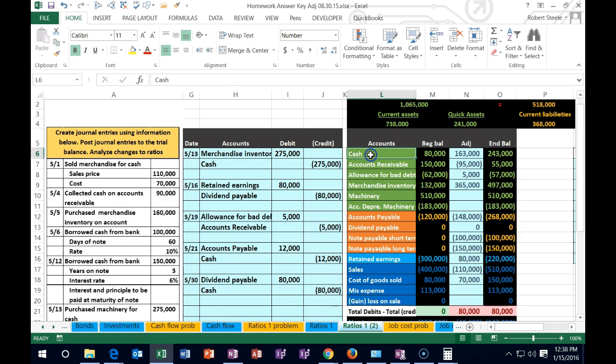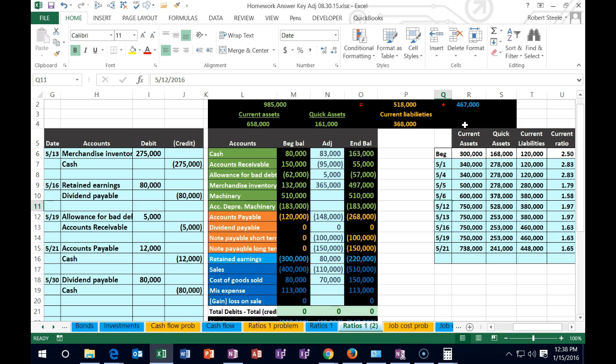So here's cash, here's where we're going to post cash in 6. Double click, a lot of stuff in it. But we're just going to go to the end of it and say plus, and point to that 80. That's going to bring down the assets, going to bring down current assets as well as quick assets. So both the numerator and the denominator are affected on this transaction. Let's see what's going to happen to our last calculation on 530.